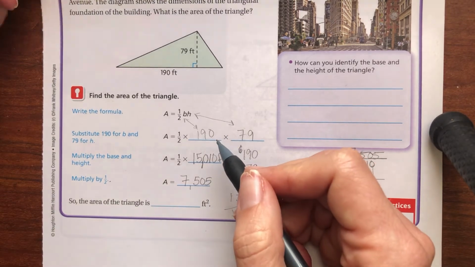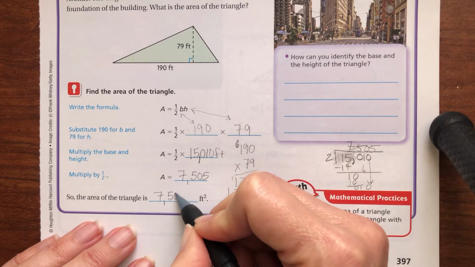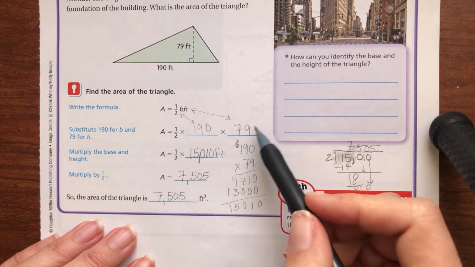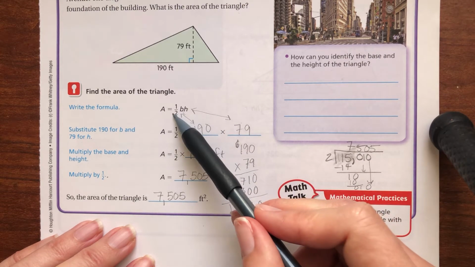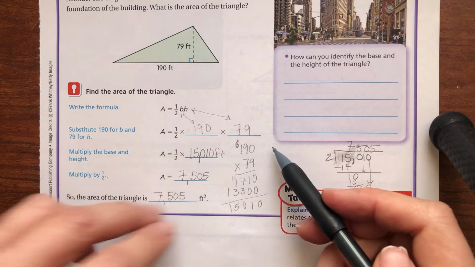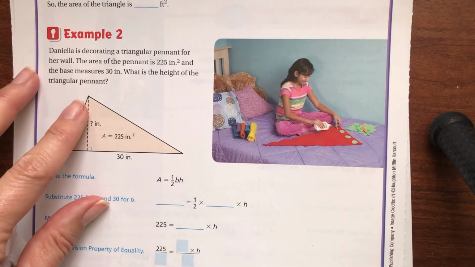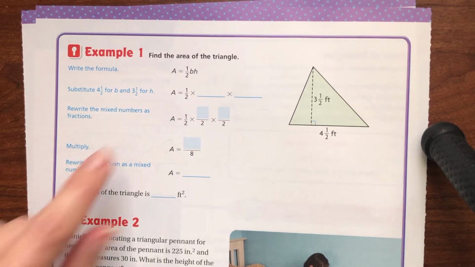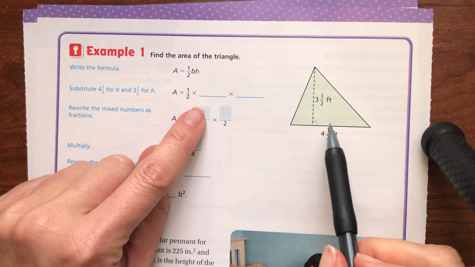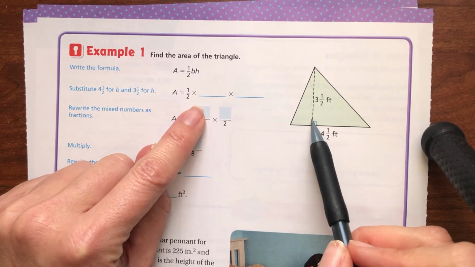Feet. So the area of the triangle is 7,505 square feet. So all we're doing is finding the base times the height and then cutting it in half. Just like a parallelogram, in a triangle, find the base and the height, cut it in half. Here we go. Next page, we have area equals, here's our area formula for a triangle. Here's our base, 4.5 feet. Here's our height, 3.5 feet.